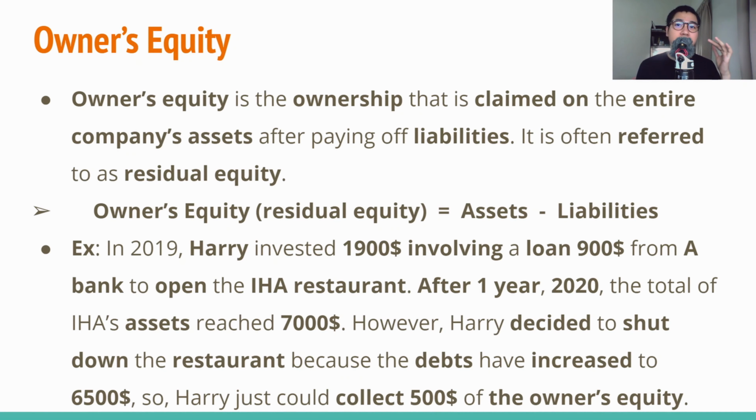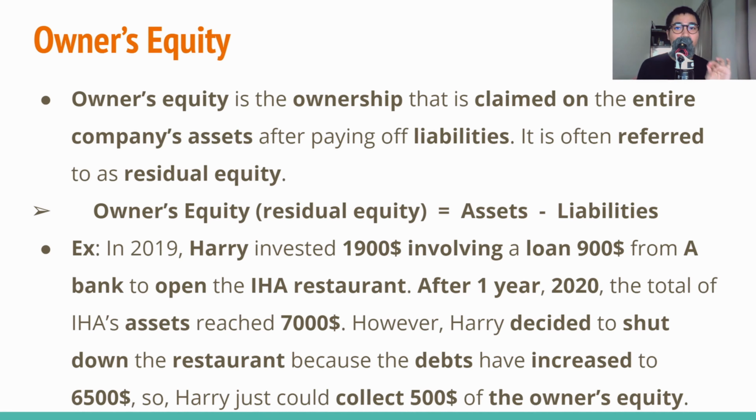Next, that is the owner's equity. So the owner's equity is the ownership that is claimed on the entire company's assets after paying up liabilities. Moreover, it is often pointed out as the residual equity. We can see on the slide that owner's equity or residual equity equals assets minus liabilities, which means the assets of a business are claimed by either creditors or owners.